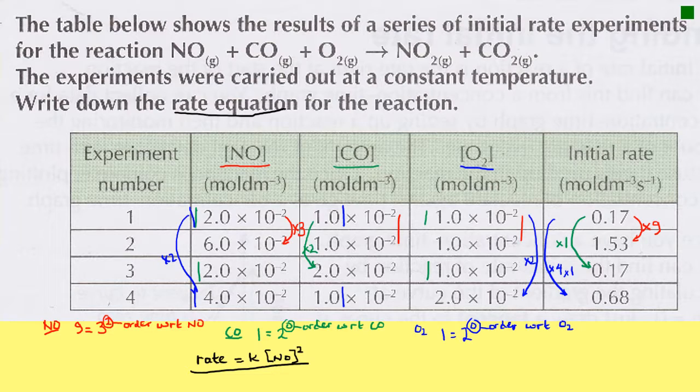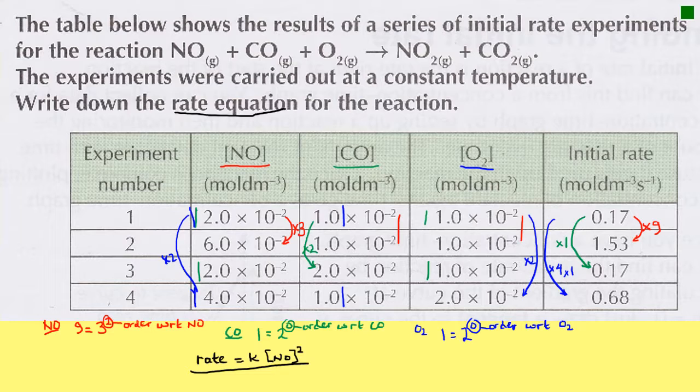So we've got another example here, a slightly more complicated example because we have 3 reactants. We've got nitrogen monoxide reacting with carbon monoxide and oxygen gas to give us nitrogen dioxide and carbon dioxide. And we've done 4 initial rate experiments at various concentrations of those 3 reactants, working out the initial rate for each of those combinations of reactant concentrations in order to work out the orders of reaction with respect to all 3 individual reactants.